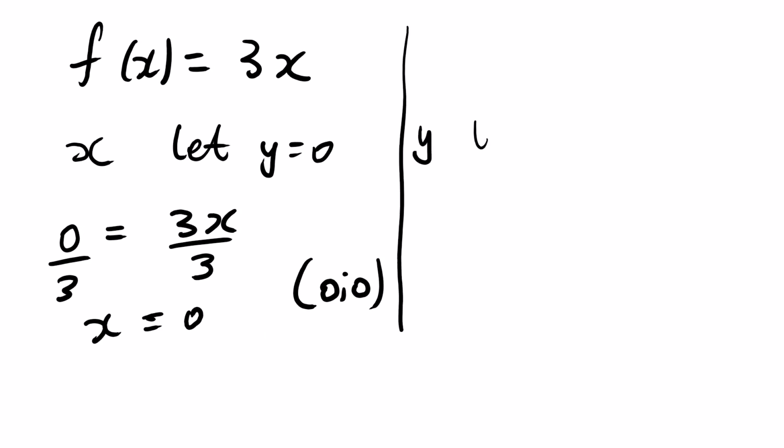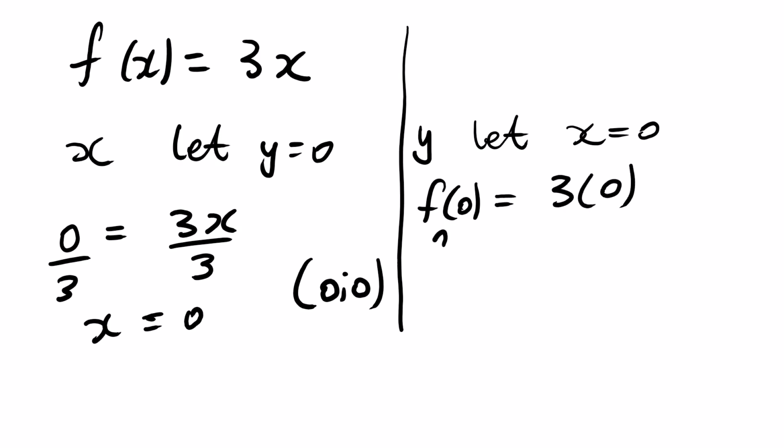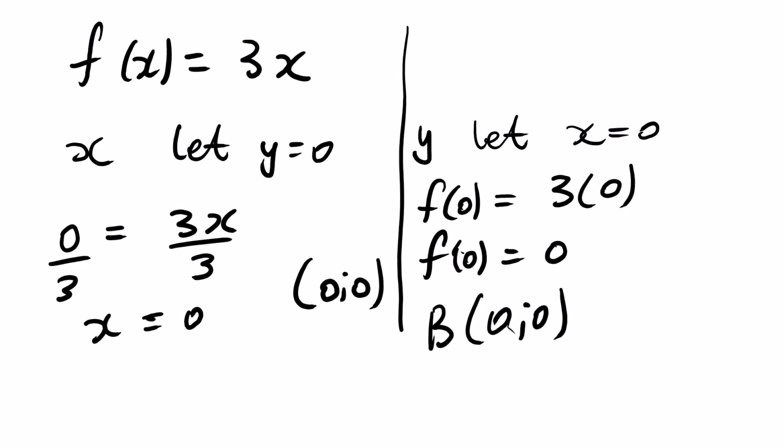For y, we let x be 0. And then we have f of 0, which is 3 times 0. f of 0 is actually 0. And then our second point is 0 maps 0. That is point B, A. From here we can go ahead and draw the graph.